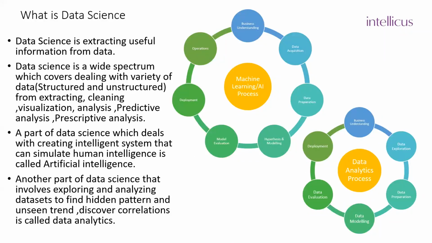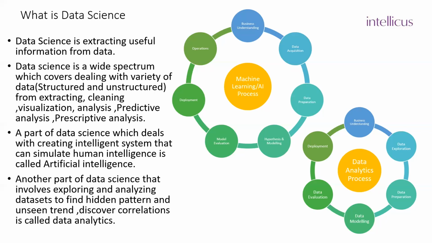Moving to the first part, a small introduction to data science. Data science is basically extracting useful information from data. Anything that involves machine learning, AI process, or data analysis and data analytics comes under the umbrella of data science. To talk about machine learning in particular, machine learning is where we are training a model on our historical data, on some labeled data, and we are then using that model to predict on the unknown data set.